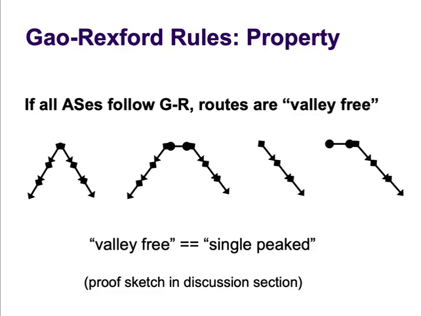Why would you have a valley? You'd have a valley if you went down to a customer and went back up. We said we don't like that. It doesn't make sense. GAO-Export prevents that. Or you would have this kind of valley if you went to a peer and then went back up, which means you're going over a free peering link and then going up over a link that you have to pay for. Again, GAO-Export rules prevent that, so we don't see that. Okay, so all paths on this AS graph are what we call valley-free paths.